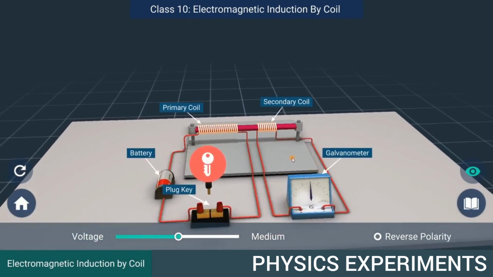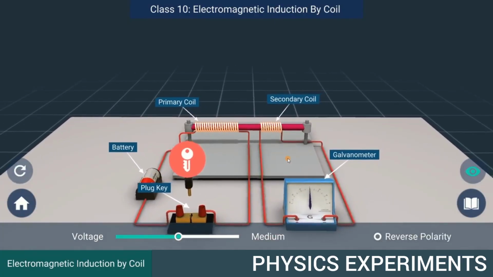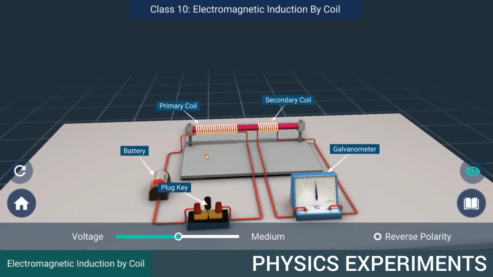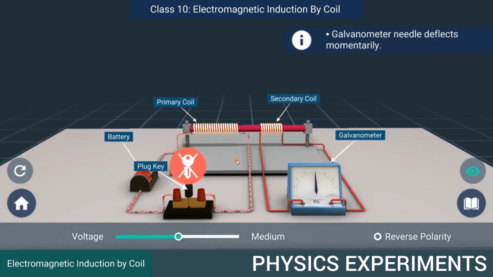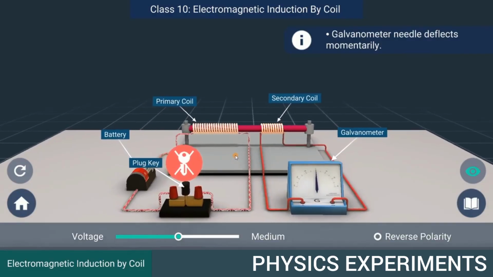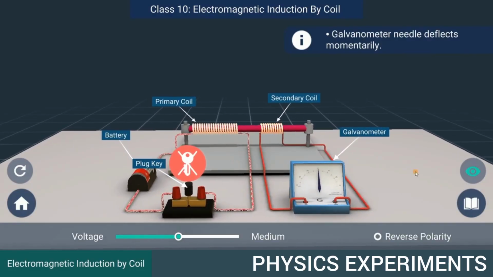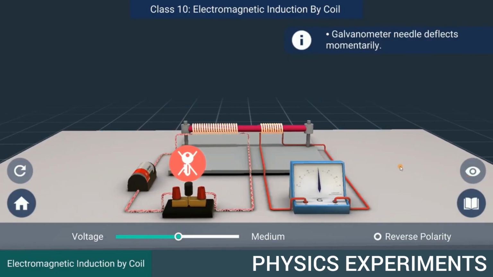Insert the plug key and observe the galvanometer for deflection. There is a momentary current in the secondary coil. We can see that the galvanometer deflects momentarily. The galvanometer needle jumps to one side and quickly returns to zero.